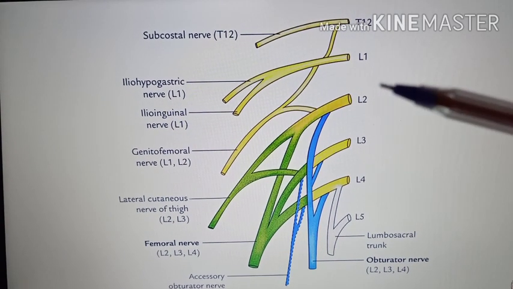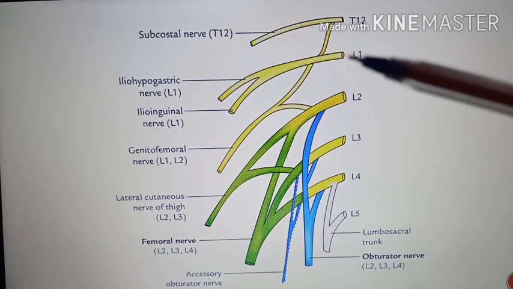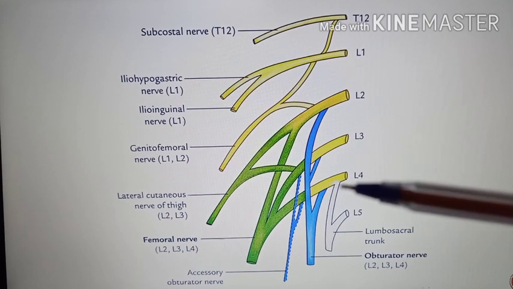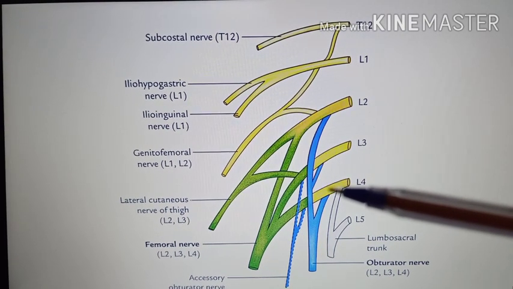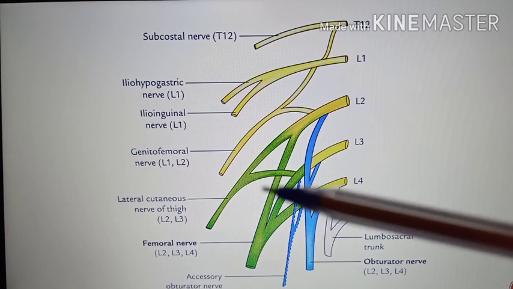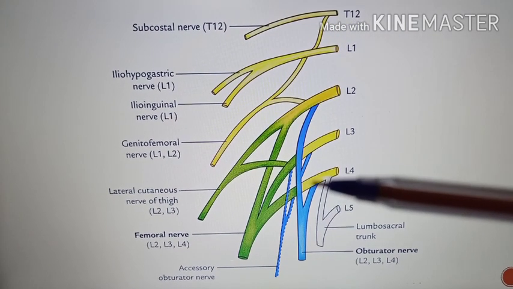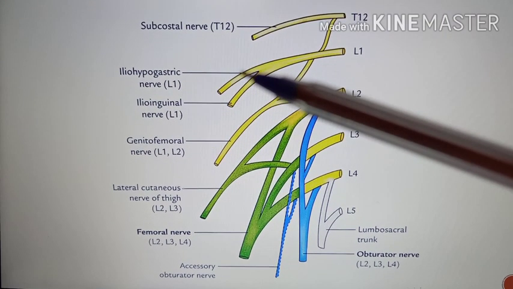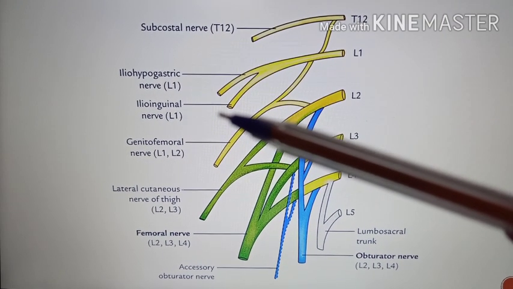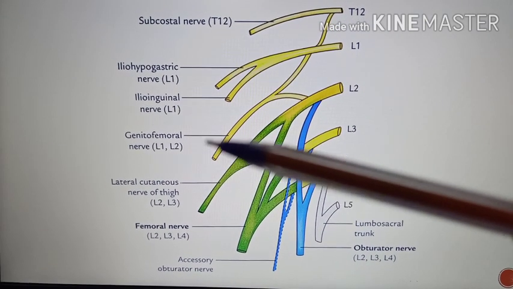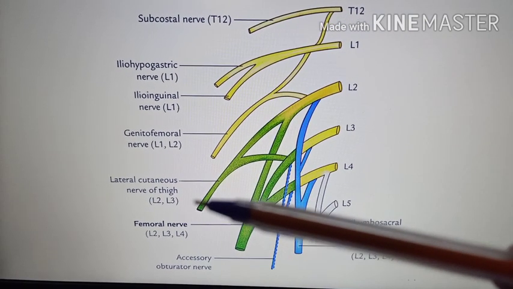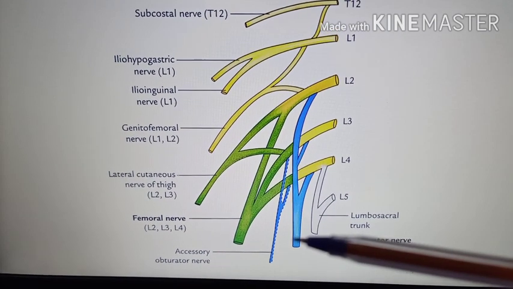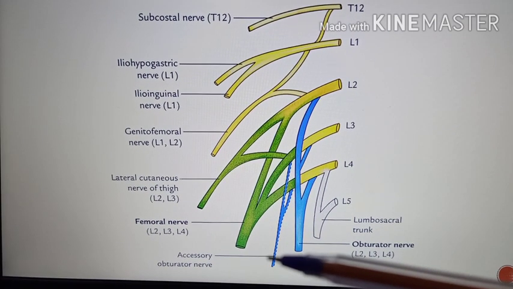So what you are supposed to know is, for the formation of lumbar plexus, that is from L1, L2, L3, the ventral rami, and the main part of ventral rami of L4 plays an important role. Then you can observe in this diagram other nerves that are present: iliohypogastric, ilioinguinal, genitofemoral nerve, lateral cutaneous nerve of thigh, then this is the femoral nerve, then here you are having the obturator nerve, then this is the accessory obturator nerve.